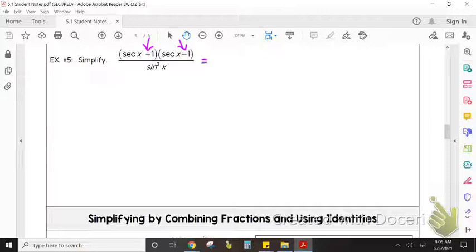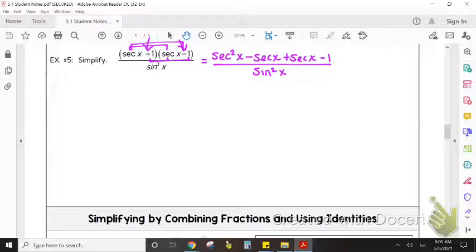If I do my FOIL, I'm going to take secant times secant, which is secant squared. Secant times negative 1 is negative secant. 1 times secant is positive secant. And then 1 times negative 1 is negative 1. All right, over, and I'm just going to leave sine squared as it is. If I need to change it, I'll just have to do it later. So I'm going to simplify that numerator.